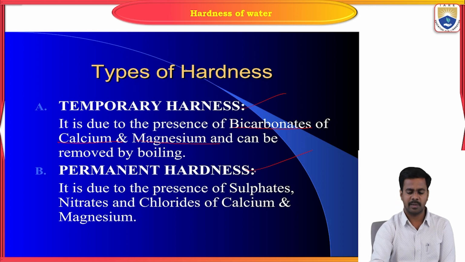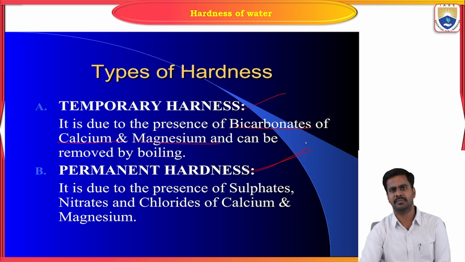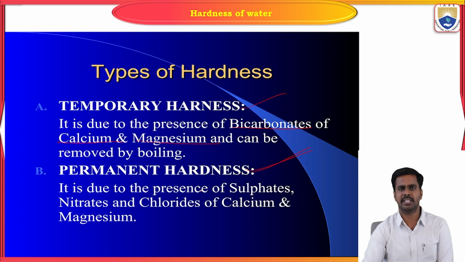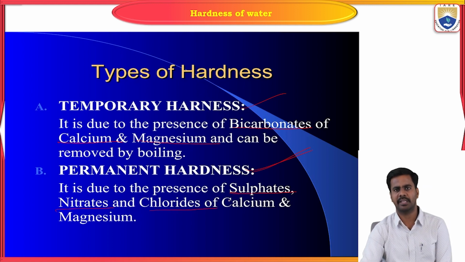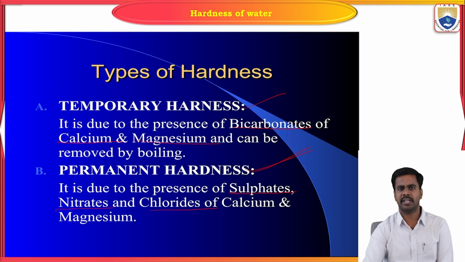Whereas permanent hardness is due to the presence of sulfates, nitrates, chlorides of calcium and magnesium. This type of hardness we cannot remove simply by boiling. So we have to apply some external techniques to remove the permanent hardness producing salts.